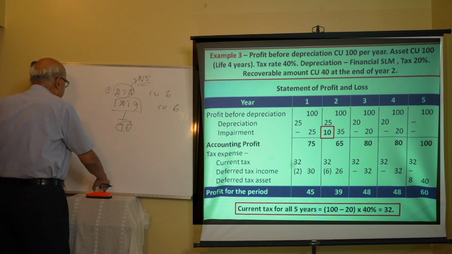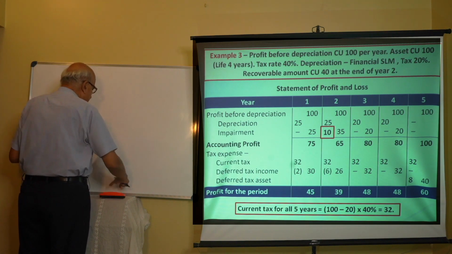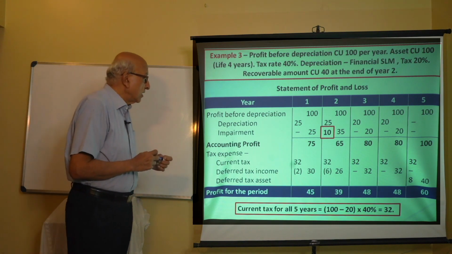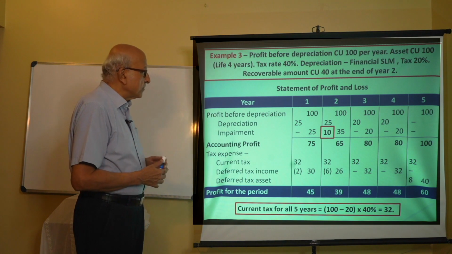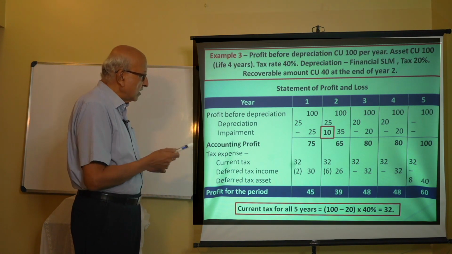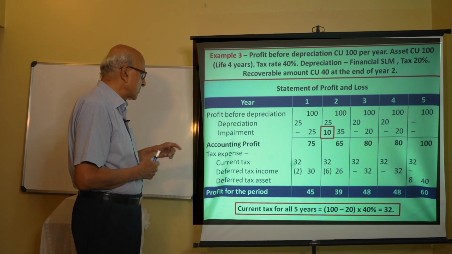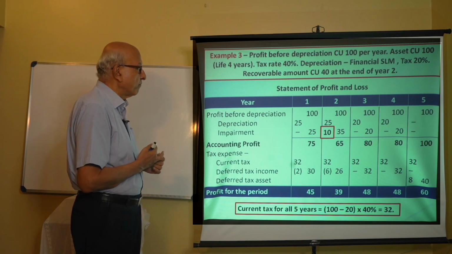Now, third year. Here also same thing as the second year. Accounting profit 100, depreciation 25, 10 rupees impairment, 35, 65 total. Tax expense 26, which is 40% of 65. Tax expense is 40% of accounting profit. So total profit for the period is 39.